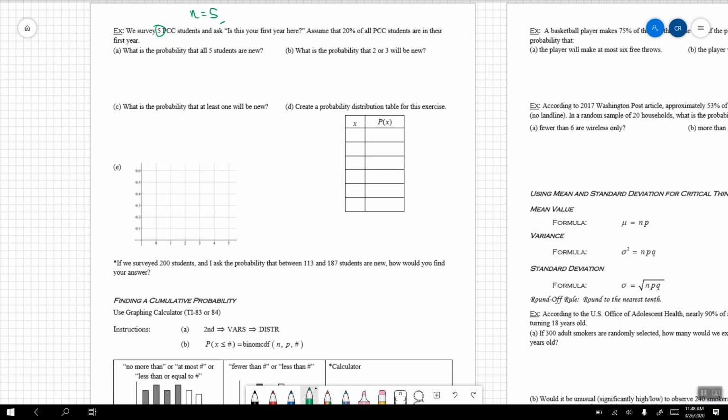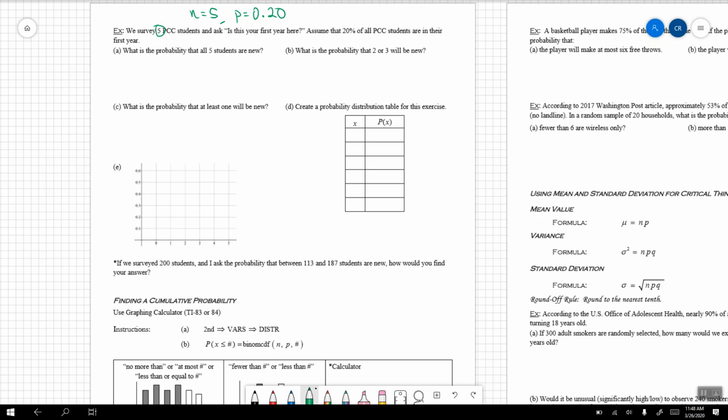So does the probability remain constant at all times? Yes, it does. We're running under the assumption that 20% of all PCC students are in their first year. So that probability does not change at all, which means all of the conditions are satisfied for a binomial distribution.